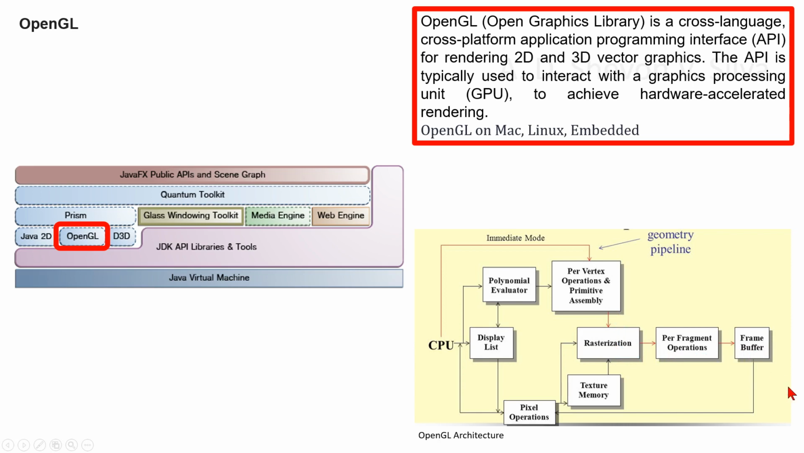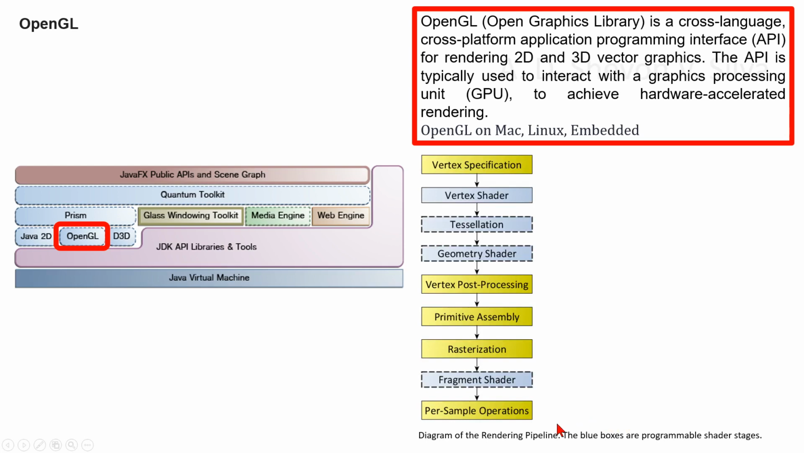Here you can see a diagram of the rendering pipeline. The blue boxes are programmable shader stages. The OpenGL rendering pipeline is initiated when you perform a rendering operation.